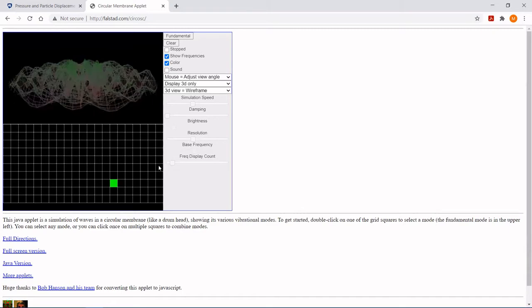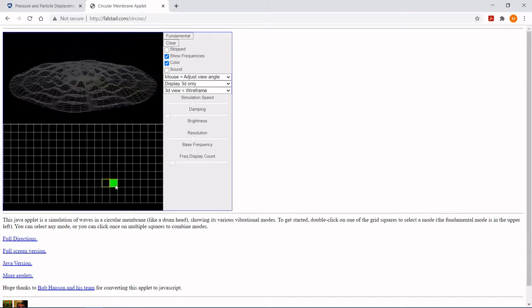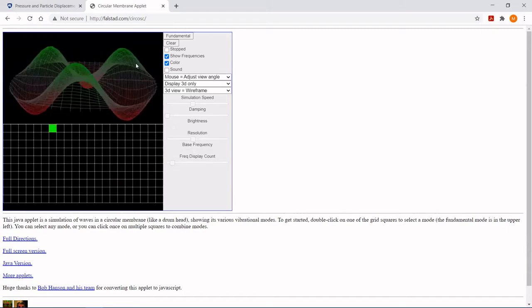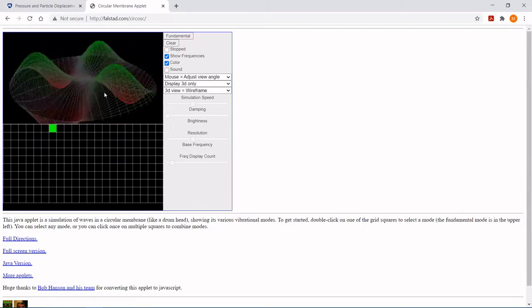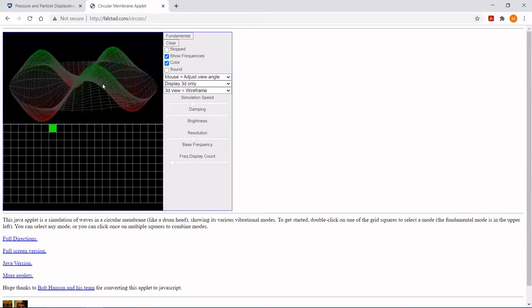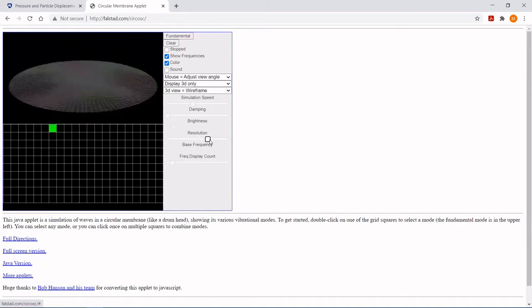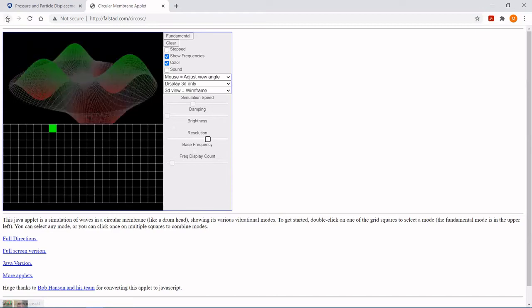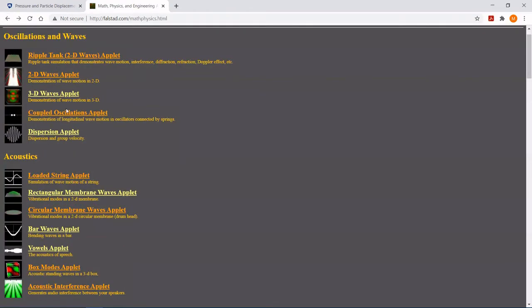How crazy can we get here? That's just too chaotic. Pretty neat. Show frequencies. Okay. What happens if we increase the resolution? It runs a little slower, but it looks better too. How about the brightness? Oh, can't do anything with the brightness. Okay. How about we go back and check out a rectangular membrane.